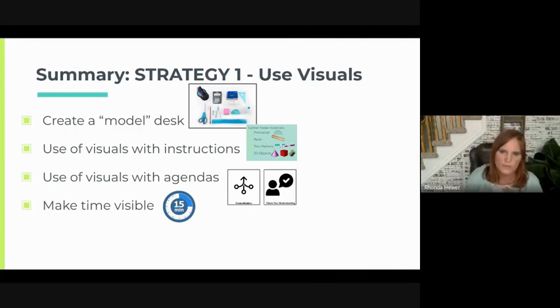Again, the use of visuals with instructions, like the would-you-rather we did earlier, the use of visuals with agendas, and anytime you're telling them I'm giving you 15 minutes to work on it, make that timer visible. So that was it for executive functioning for today.